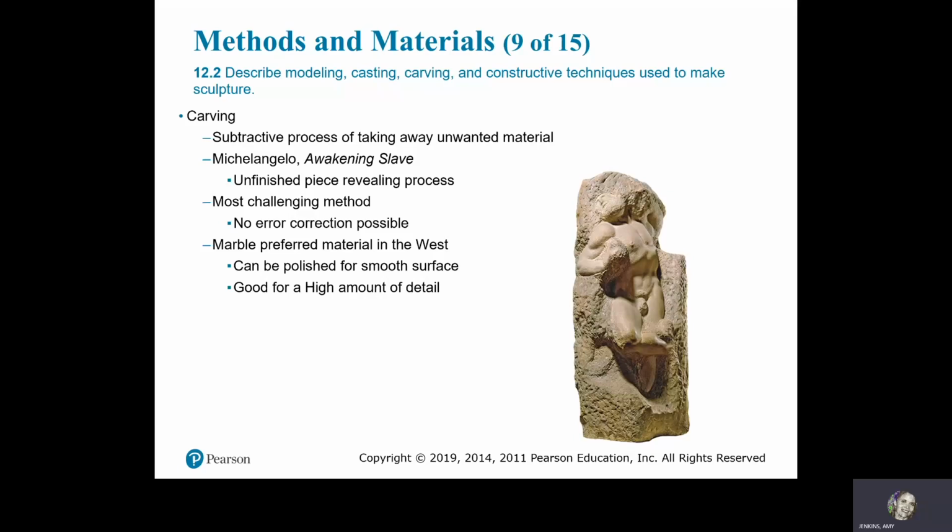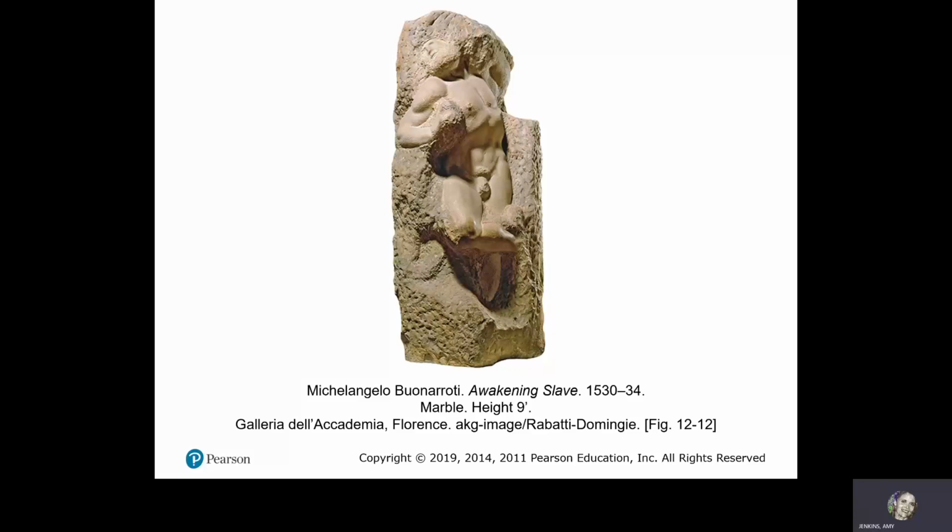Subtractive process of carving is taking away unwanted material. Michelangelo's Awakening Slave is a subtractive carving. Its unfinished state reveals the process. It is the most challenging method because there's no error correction possible. Marble is the preferred material in the West. It can be polished for a smooth surface, and it is good for a high amount of detail. Awakening Slave from 1530 to 34, marble, height 9 feet.